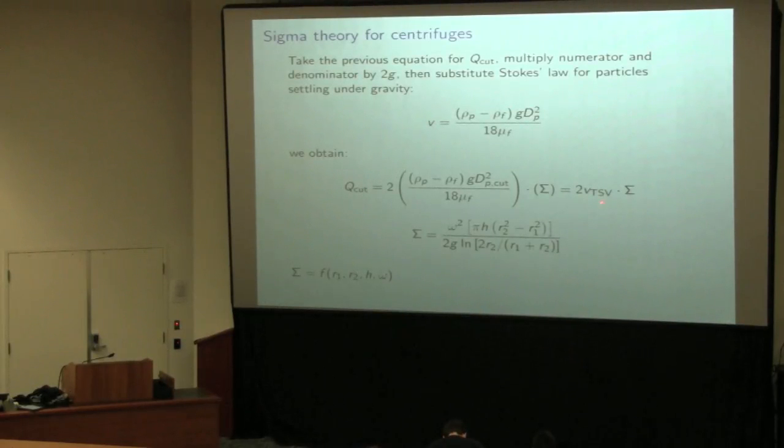And you'll find then, here, as I said, is the previous equation. We've now created this term over here, which is exactly the Stokes' law for particles settling under gravity, multiplied by a really messy term, sigma, which looks like that over there. So there's sigma, that fits in over here. So we're now saying Q cut, the volumetric flow rate that I can handle, is equal to 2 times the terminal settling velocity under gravity multiplied by sigma.